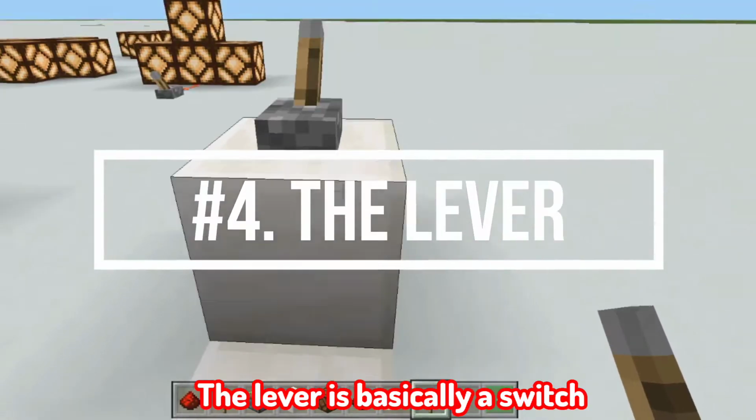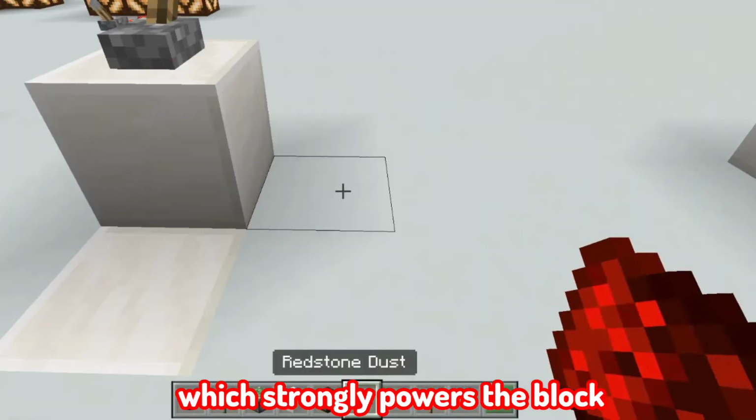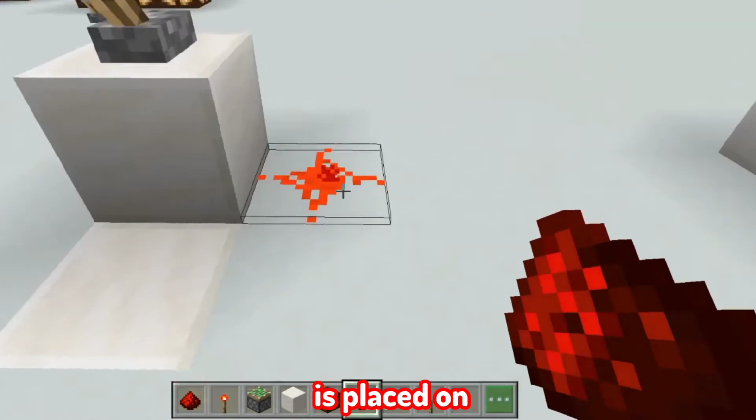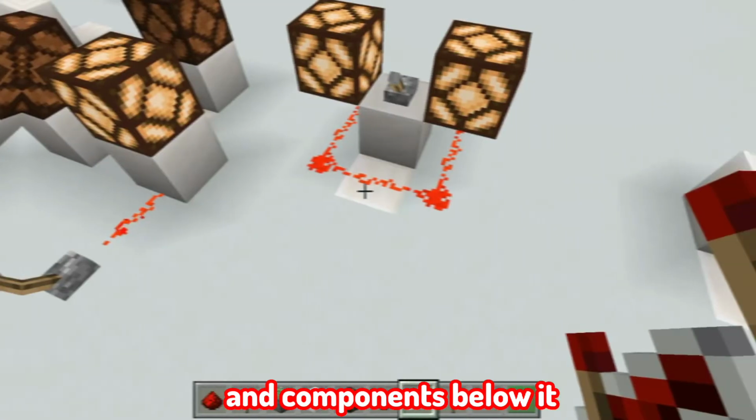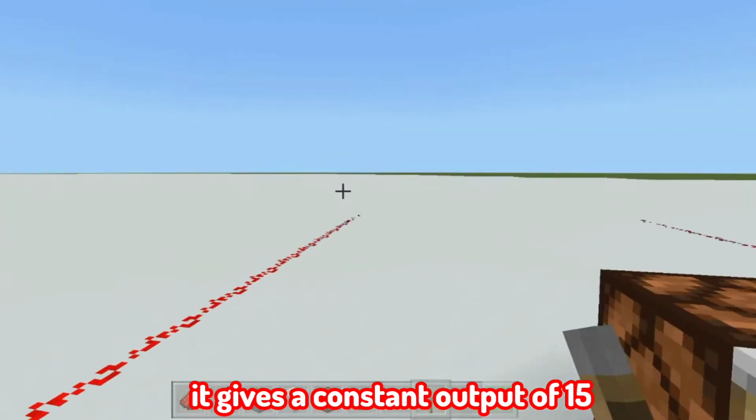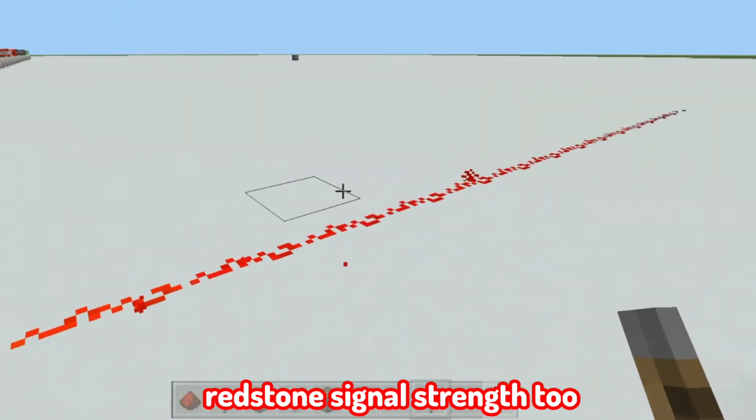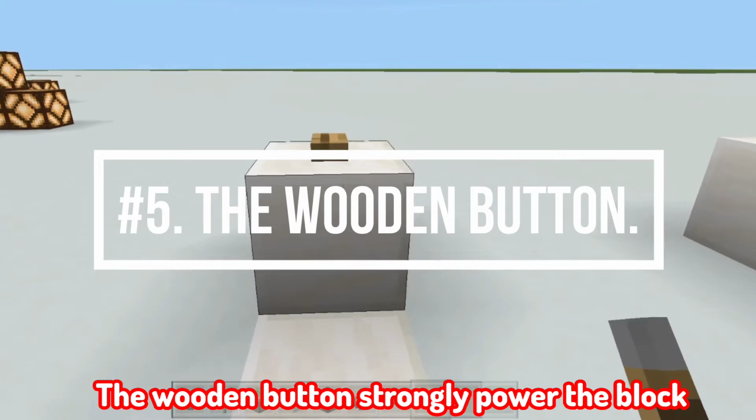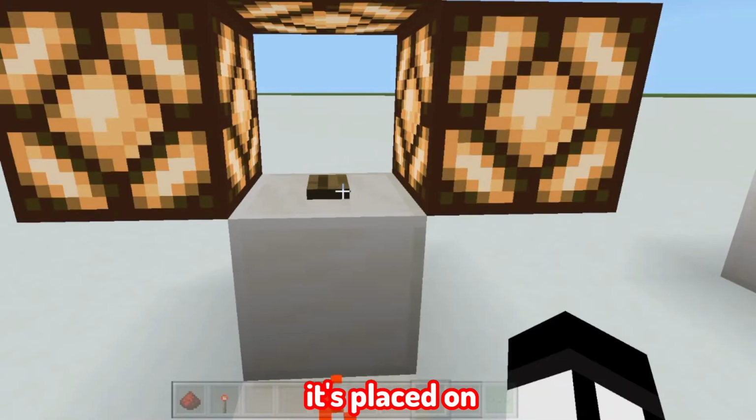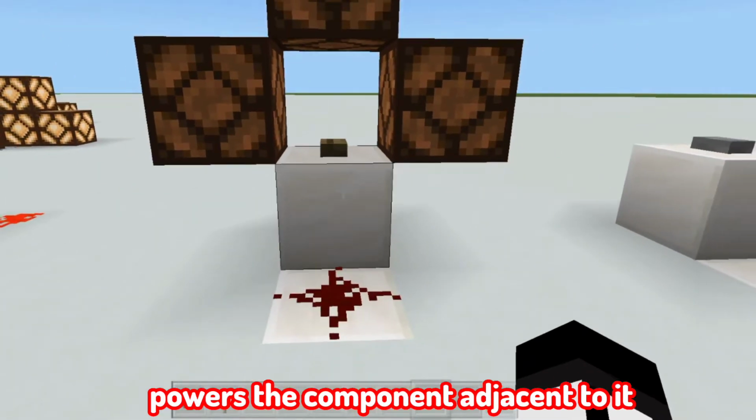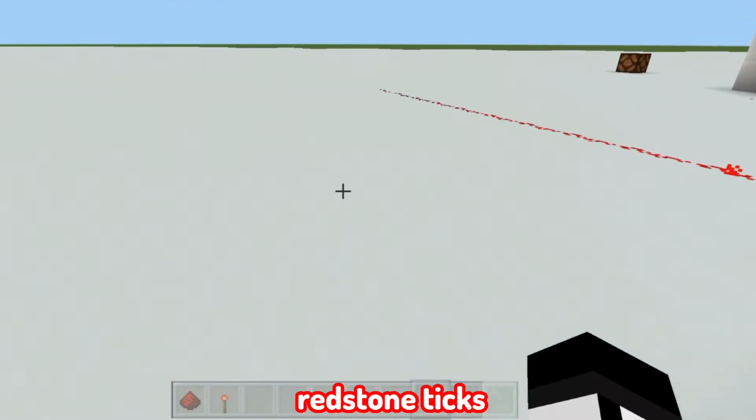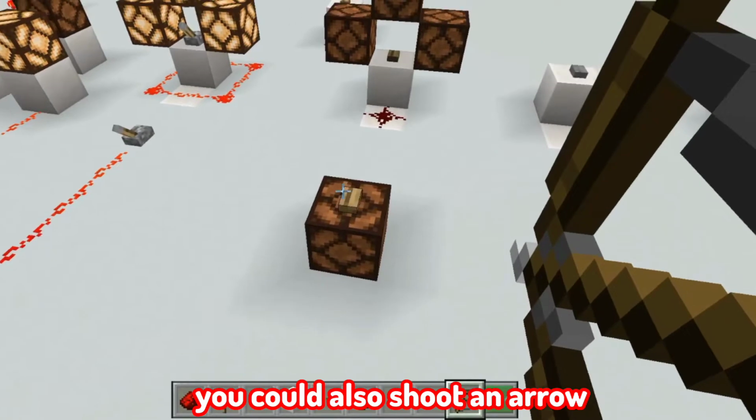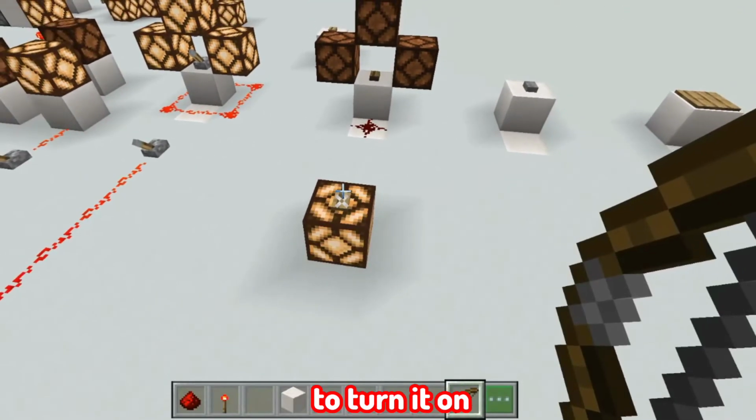The lever is basically a switch which strongly powers the block it's placed on, powers the components adjacent to it and components below it. It gives a constant output of 15 redstone signal strength too. The wooden button strongly powers the block it's placed on, powers the components adjacent to it and above and below it for 15 redstone ticks. You could also shoot an arrow at it to turn it on.